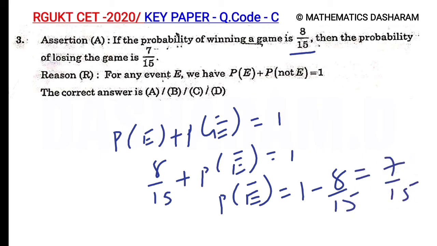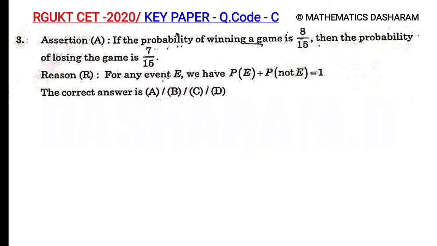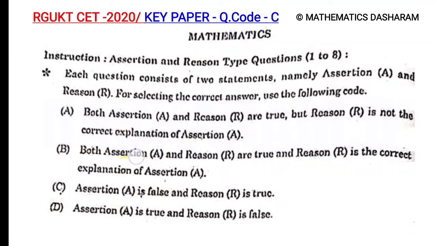So, assertion A is true. Next, the reason. For any event E, we have P of E plus P of not E equals 1. So, it is also correct. Which option is correct now? Both assertion and reason are true and the reason R is the correct explanation of the assertion. So, option B is correct.